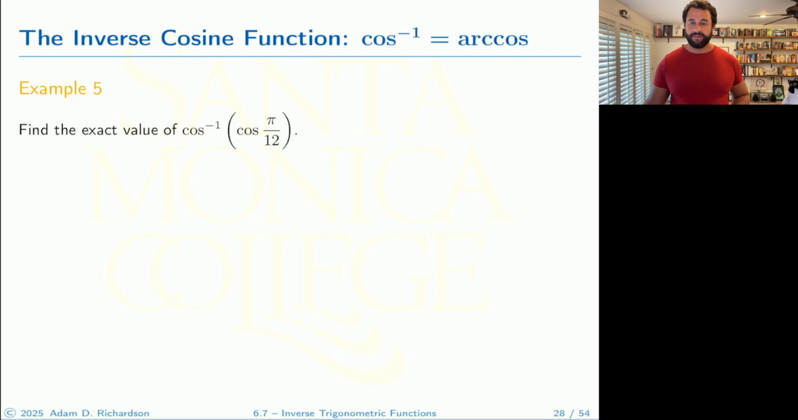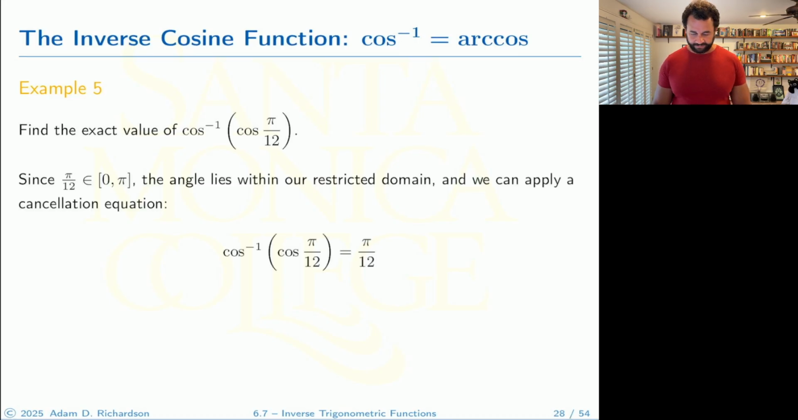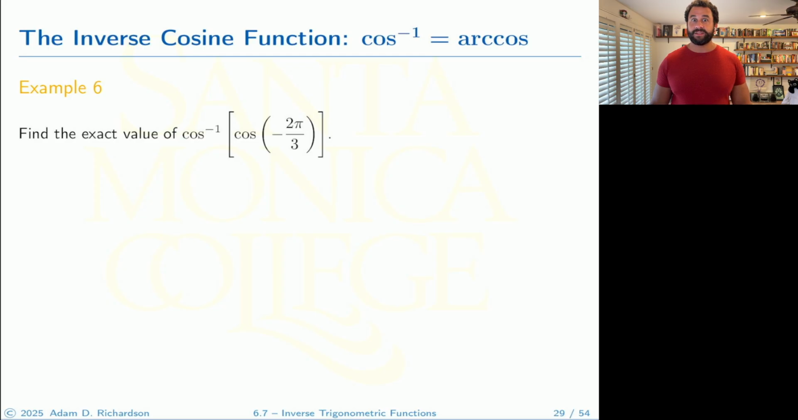All right. Okay. So restricted domain, well, pi over 12 lies in the interval 0 to pi, which is our restricted domain, so we're good. So the cancellation equations apply, and this is just going to be pi over 12. That's what we're going to get, just like so. That's all it takes. Okay. Now, how about this one? All right. How about this one?